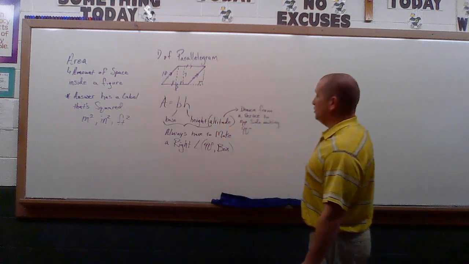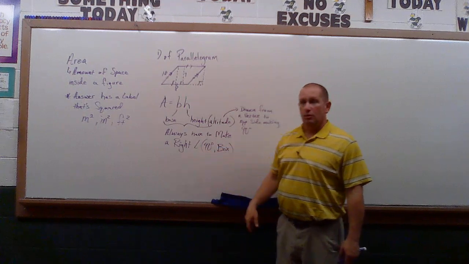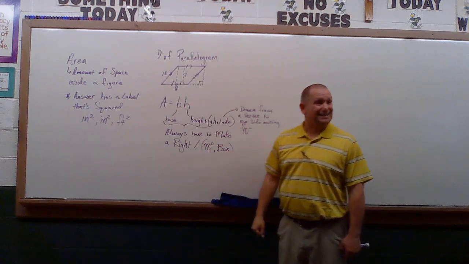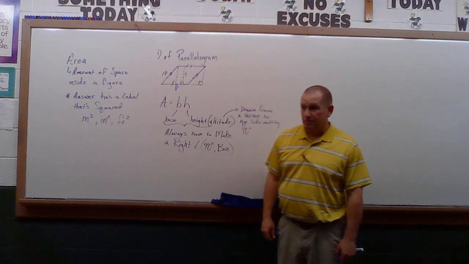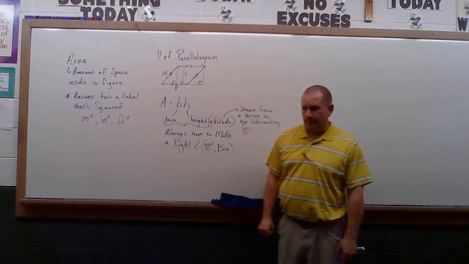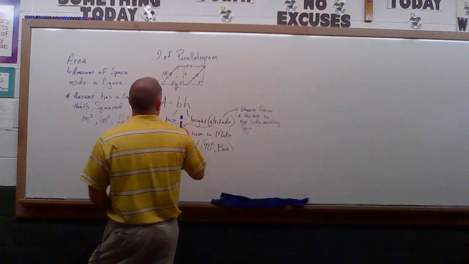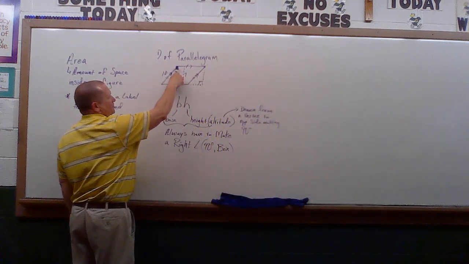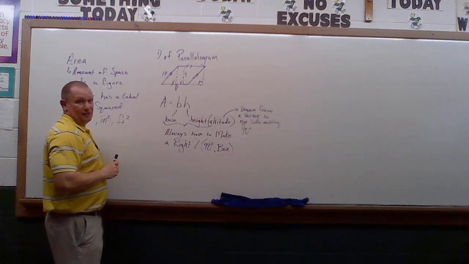All right? So when we talk about a base times a height, they always have to make a right angle. What made a right angle with my height? With my dashed line? The triangle. The dotted line. No. What made a right angle with this dashed line right here? The line. Which line? The bottom line. The bottom line, right? Yeah.